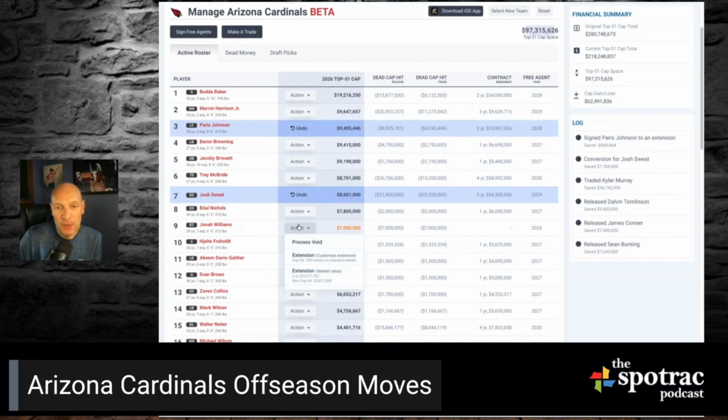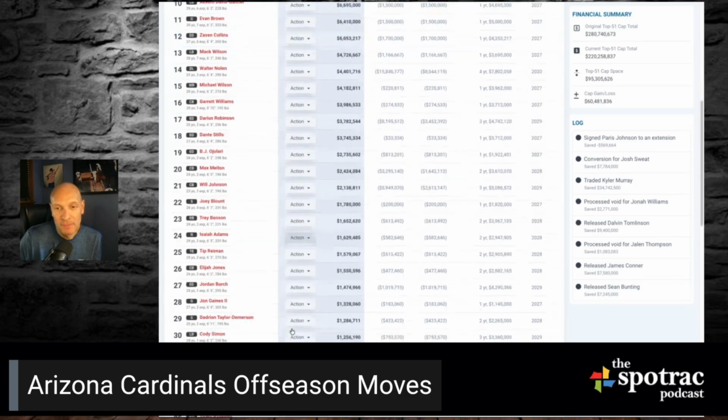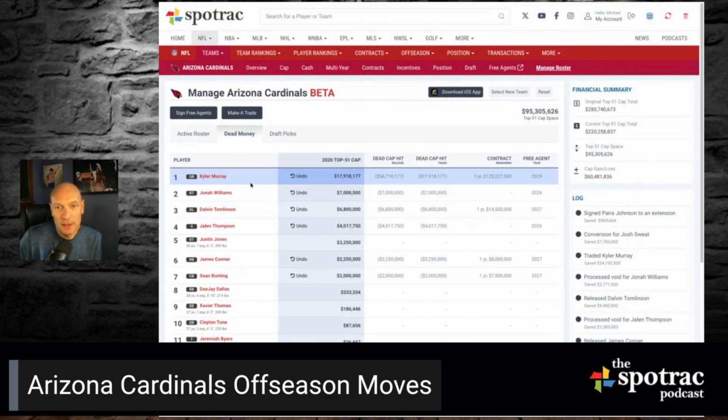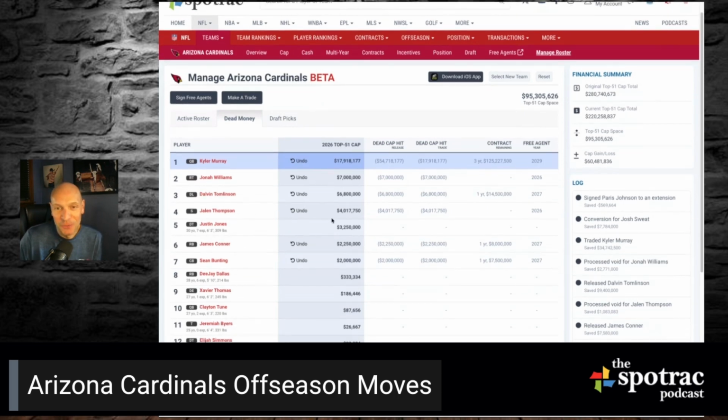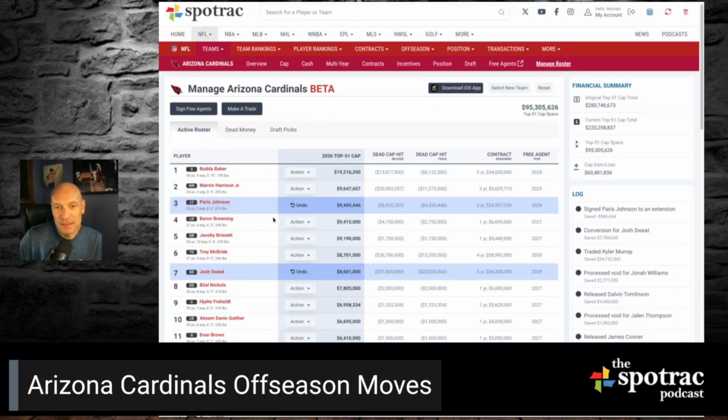Okay, we can process this void, turn that into dead cap. That's going to happen anyway over the next couple of days as those void dates hit. And we can come flip over back here and you can see all the damage we've done to the dead cap situation. All right. Those voids have hit. Kyler Murray's dead cap per the trade, and plenty of other moves from the releases here that have now accumulated in this regard, but have freed up a significant amount of cap space going forward.